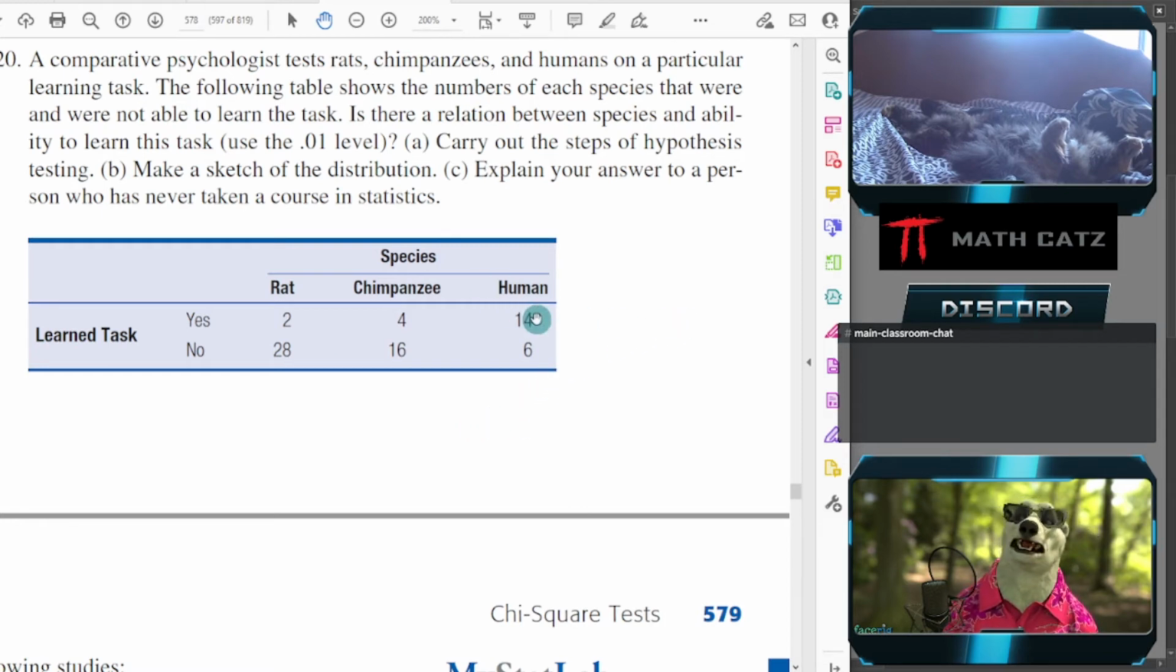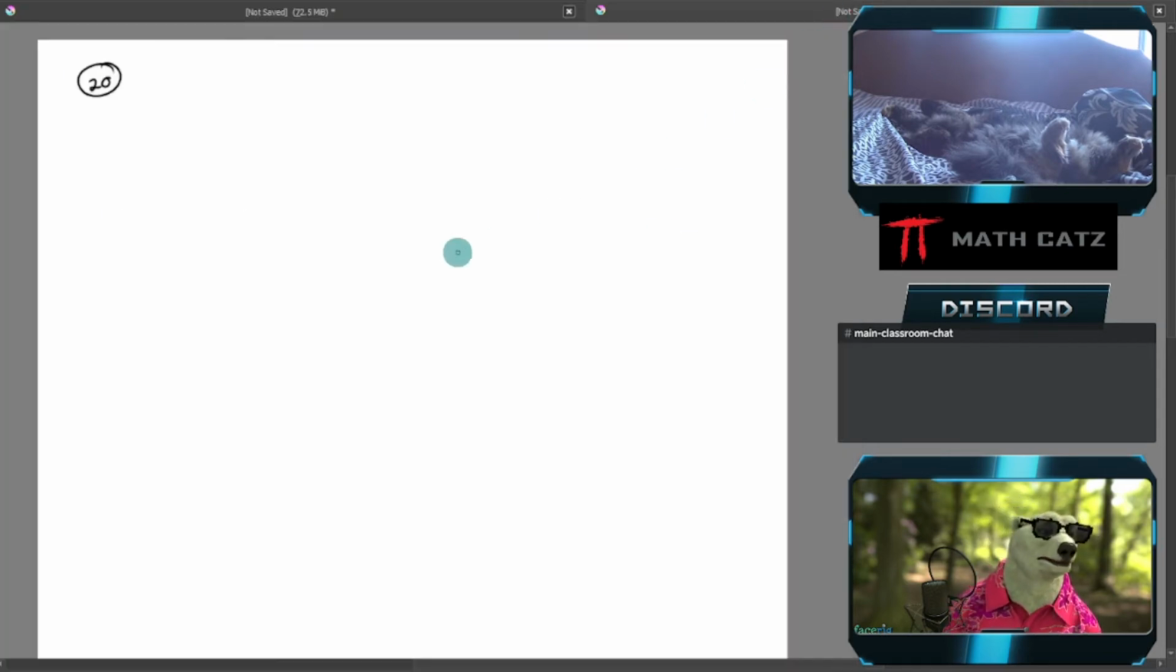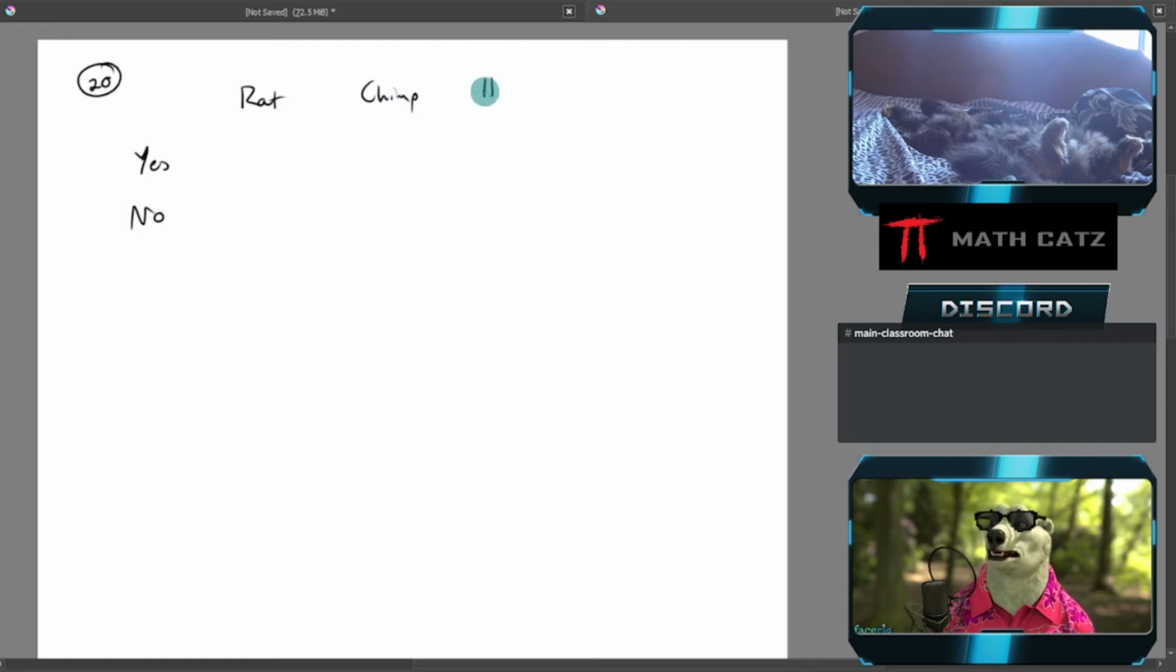Well, first step is to copy this table. So I'll say here yes and no for the learning of the task variable. And then we'll have the rat over here, chimp over here, and human over here. So what we observed was for the rat 2 and 28. For the chimp was 4 and 16. For the human, 14 and 6.